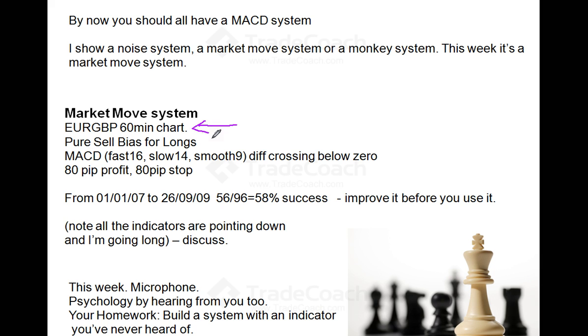This is Euro to UK, a pure sell bias for longs, and I've got my MACD of fast 16, slow 14, smooth 9. The difference crossing the zero line, as you'll remember, was one approach I mentioned, and an 80 pip profit, 80 pip stop. For the dates mentioned, it runs at 58% success, and you look at that and you'll go, rubbish, I'm not trading something that's 58% success.